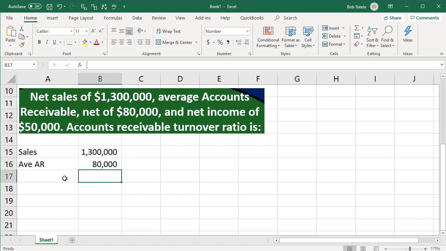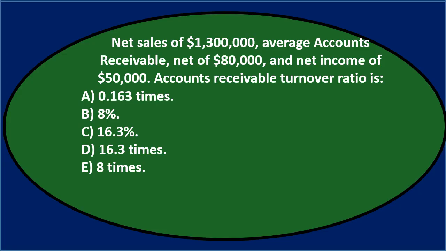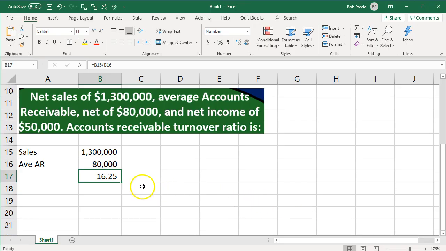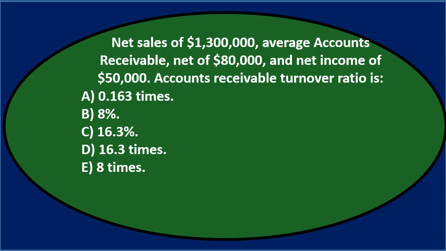So now we're going to divide these out. We're going to say the sales divided by the average, and that's going to give us 16. We may need more decimals, so I'm going to add a couple decimals and see what we come up to. Now we're going to compare that to the answer to consider the formatting of the answer. 16.25, if we go back over here, notice it's at 16.3 we see. So 16.3, if we just have one decimal place, 16.3 would be our answer. So 16.3 seems reasonable.